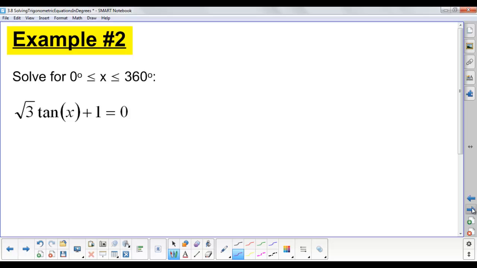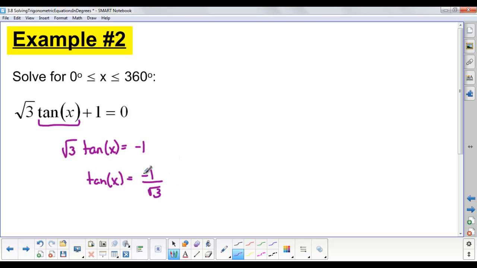Okay, so for example 2, again, you want to isolate tan x. The first thing we're going to do is move this positive 1 over to the other side. So root 3 tan x equals negative 1. And then to isolate tan x, we divide both sides by root 3. So we're left with tan x equals negative 1 over root 3.